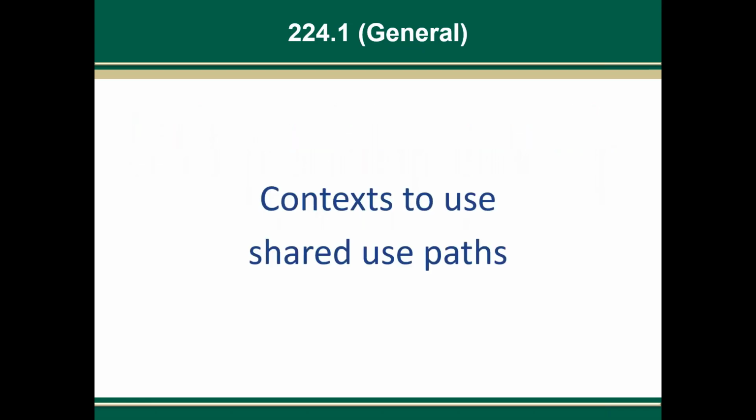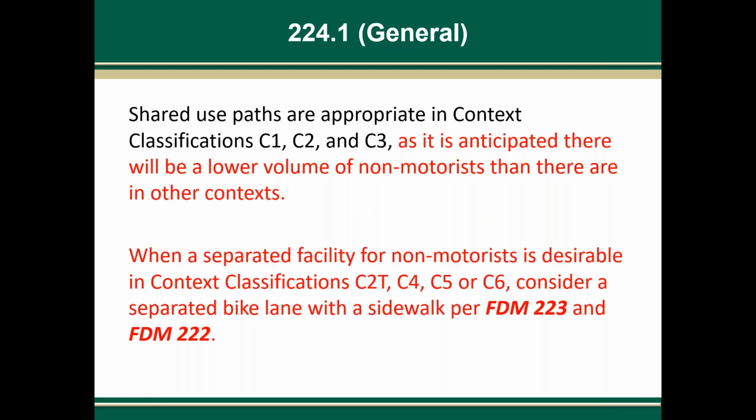Also in the general section, we discuss context to use shared use paths. The new text here is in red. It says shared use paths are appropriate in context classifications C1, C2, and C3, as it is anticipated there will be a lower volume of non-motorists than there are in other contexts. When a separated facility for non-motorists is desired or desirable in context classification C2T, C4, C5, or C6, consider a separated bike lane with a sidewalk per FDM 223 and FDM 222.